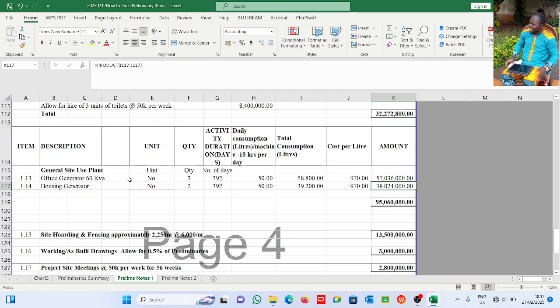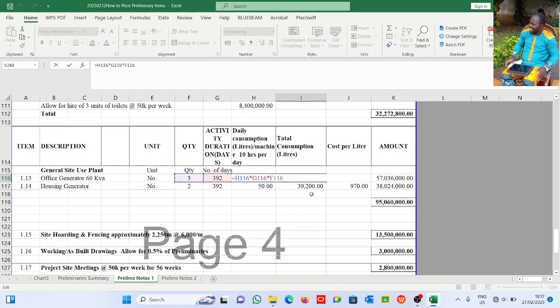For the office generator we need to have 3 numbers. For the housing we have 2 numbers. This will be run for the duration of the project, 392 days, and also this 392 days. Now daily consumption of the gen for 10 hours is 50 liters for every 10 hours. But of course maybe it stays through the night, because by the time in the morning they go and come back, they turn on the gen.